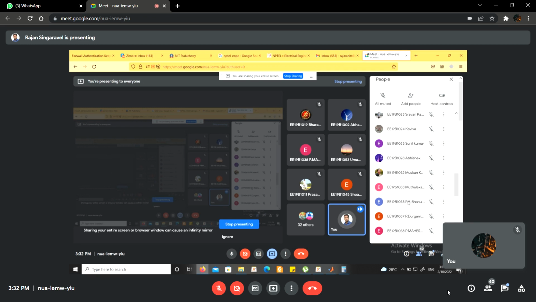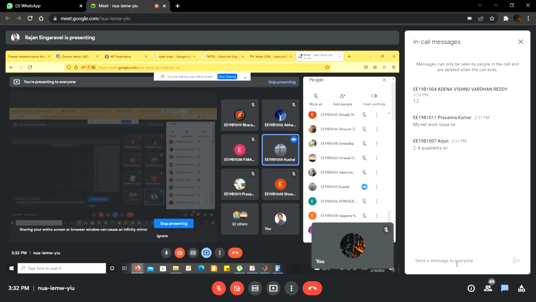No one understands in that case. Kushal, sir, which two quadrants are working? Sir, how to take the coordinates? Huh?